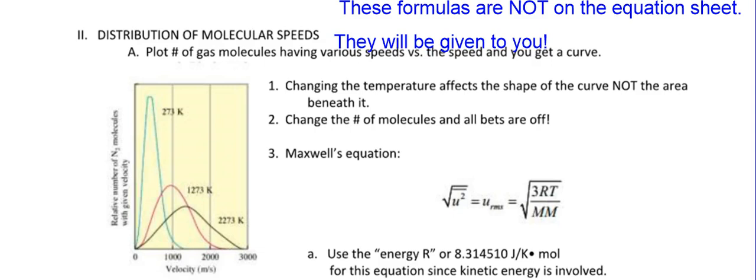So if we look at this graph, this is a graph of the Maxwell-Boltzmann distribution. And what does this mean? Well, let's look at the axes of it. The y-axis is the relative number of nitrogen molecules with a given velocity. And notice what else you see. These are all the exact same molecules, and notice at different temperatures, they have a different distribution.